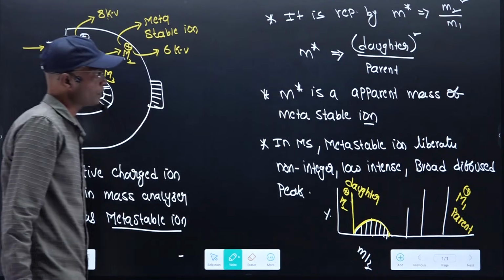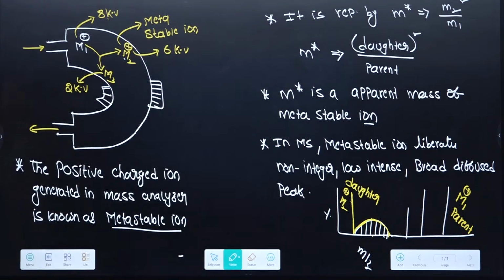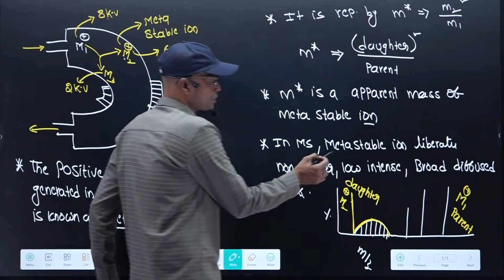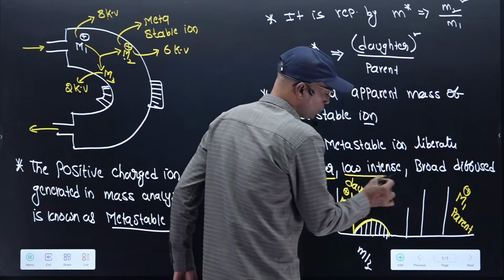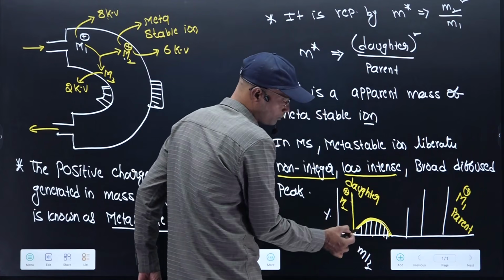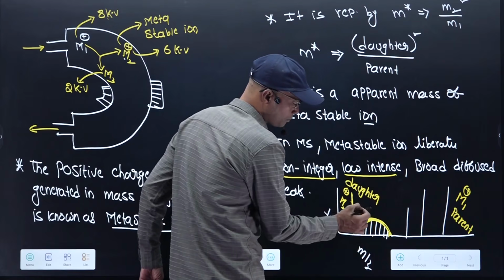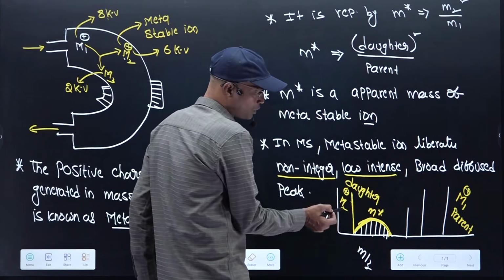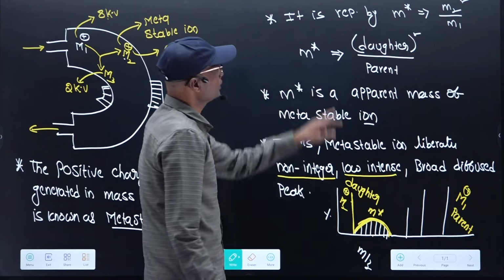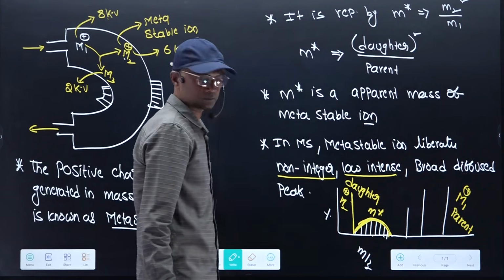Clear? Right. So here these are key points. This you may expect in your examination. A metastable ion is liberated with a non-integer value and low intensity. The intensity is very low. M star, this is M star. This is M star, it is daughter and this is parent. M star, daughter, parent. Okay?